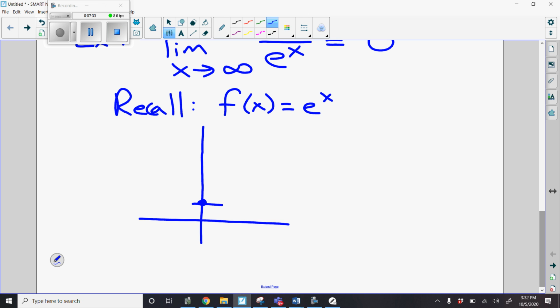Right, e to the first would be just e, just like 2.7 something. E squared is going to be a bigger number. E cubed is going to be a bigger number, right? This thing gets really big really fast as x gets more and more positive. But let's think about what happens when x gets more and more negative. Okay, let's just think of e to the negative 1.